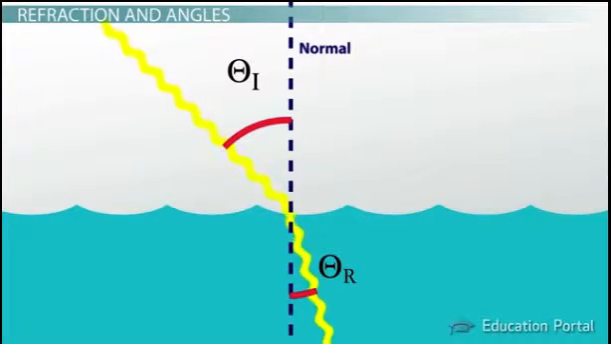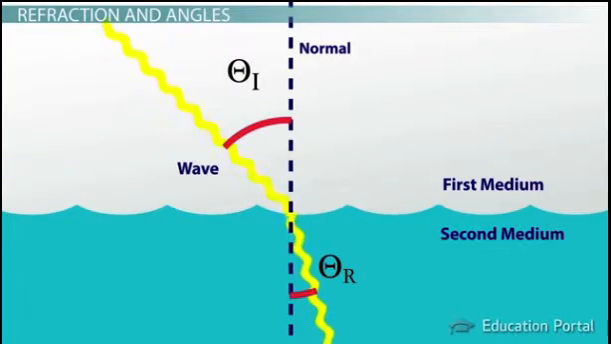Notice that the refracted ray doesn't continue along the same trajectory as the incident ray, nor does it make a perfect reflection or a 90-degree angle with the ray. The amount of bending that occurs between the two rays depends on the first medium, the second medium, and the properties of the wave itself.